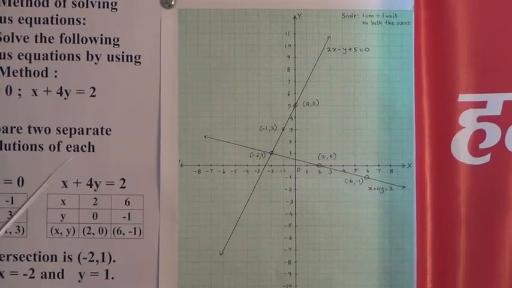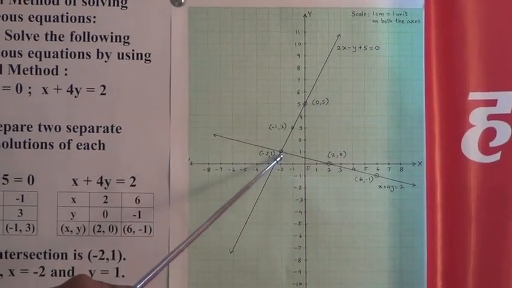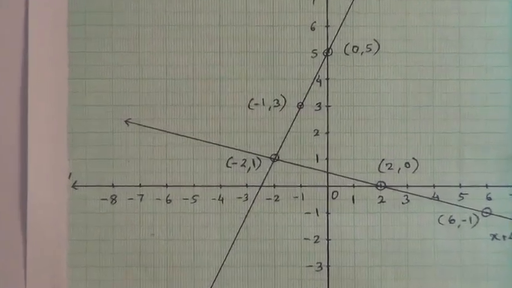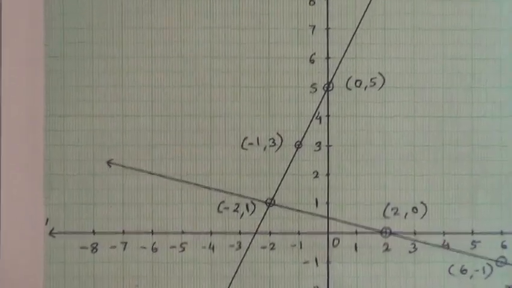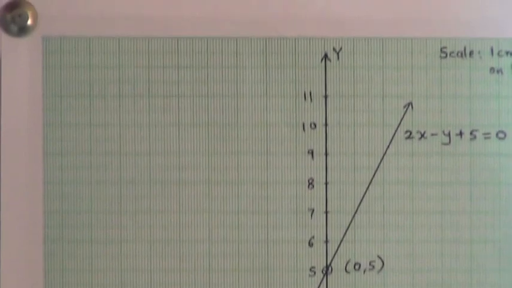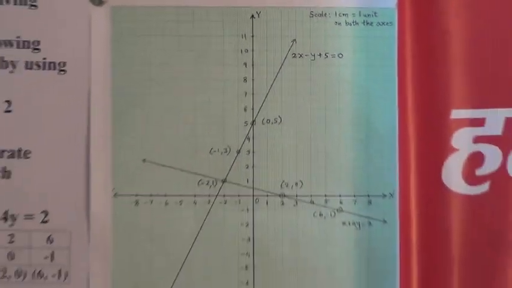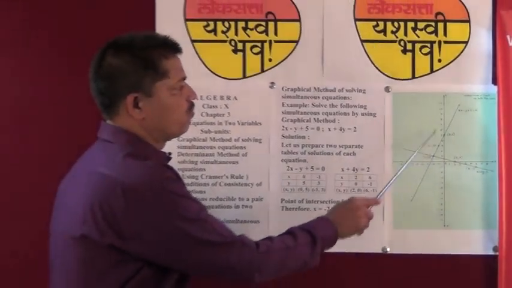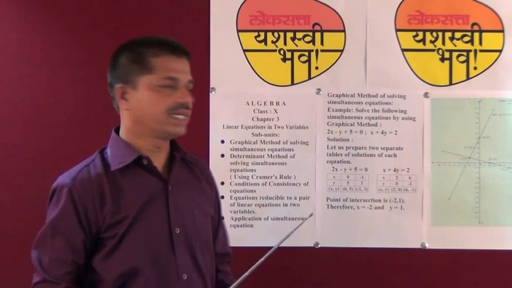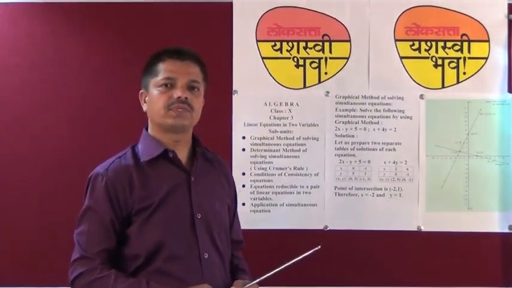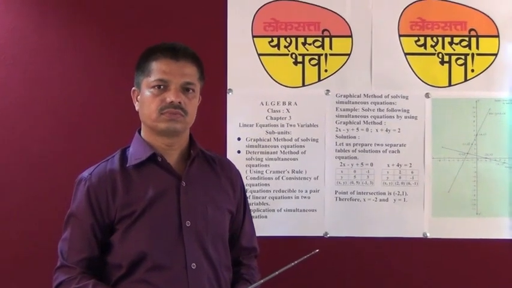Now these 2 lines intersect in the point (-2, 1). You will find that this point is common to both the lines. That means this point satisfies both the equations, and therefore this is the solution for the simultaneous equations 2x minus y plus 5 is equal to 0 and x plus 4y is equal to 2.